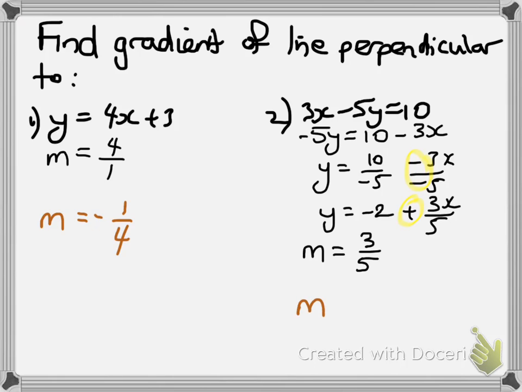Therefore, the m, or the gradient, for a line that is perpendicular to this one is the negative inverse. Well, the inverse, instead of being 3 on 5, becomes 5 on 3, and I make it a negative. So you can see that the negative inverse is flipping a fraction or a whole number upside down and changing its sign. That's exercise 5.6. Good luck with those questions.